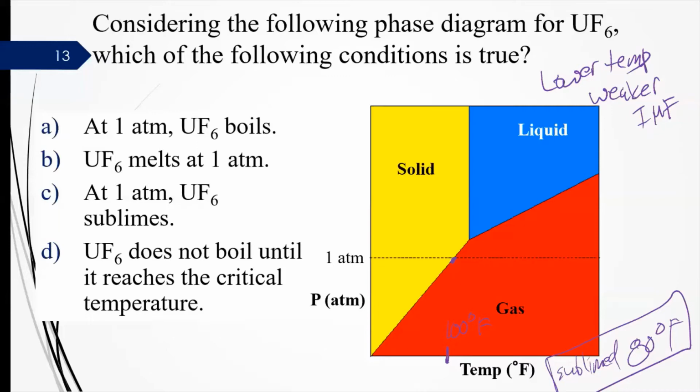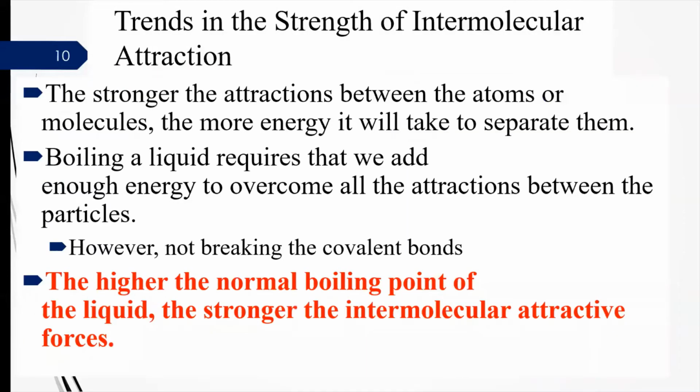And so we want to make sure that we can understand that and tie that back into our phase diagrams. So the higher the normal boiling point of the liquid, the stronger the intermolecular forces. And so boiling point is an example of this. It can be any of those phase changes.